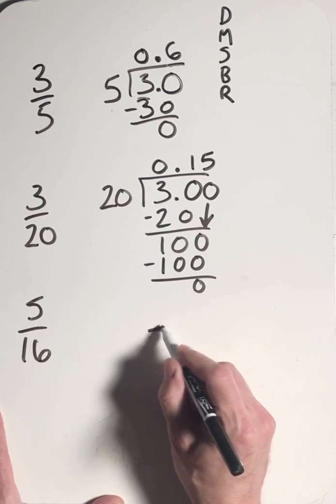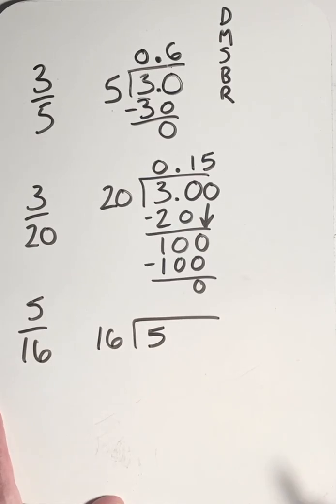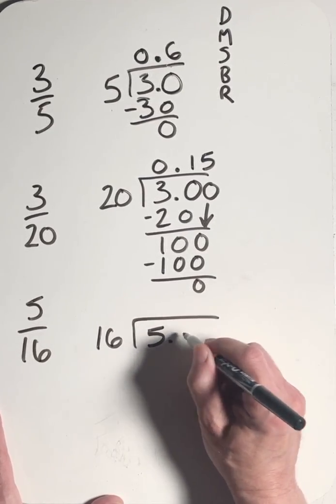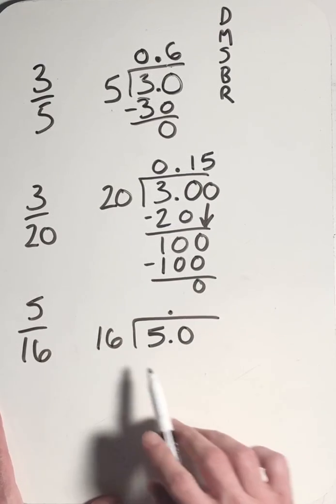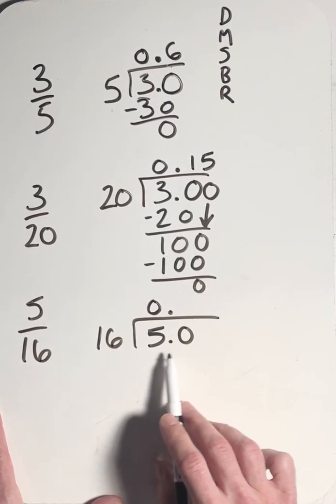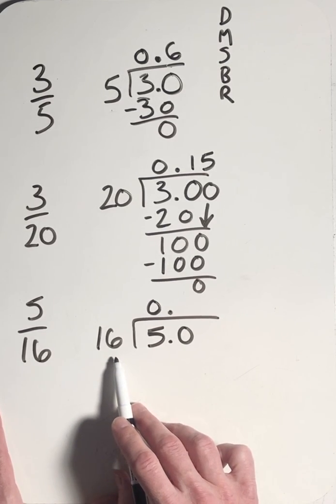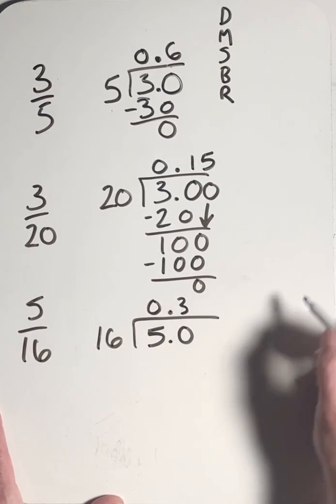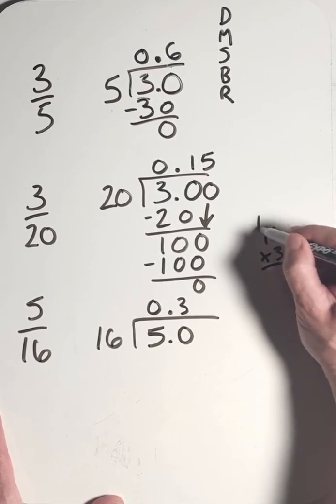We're going to take the 5, put it inside the division symbol, and we're going to be dividing by 16. 16 doesn't go into 5 evenly, so I'm going to put a decimal point and a 0 and bring that decimal point up. 16 does not go into 5, so we'll put a 0. 16 goes into 50. Well, I know that 16 times 3 is 48, so I know that this will go in 3 times. And if you're not sure, you can always do these off to the side, but never erase them. You may need them later.